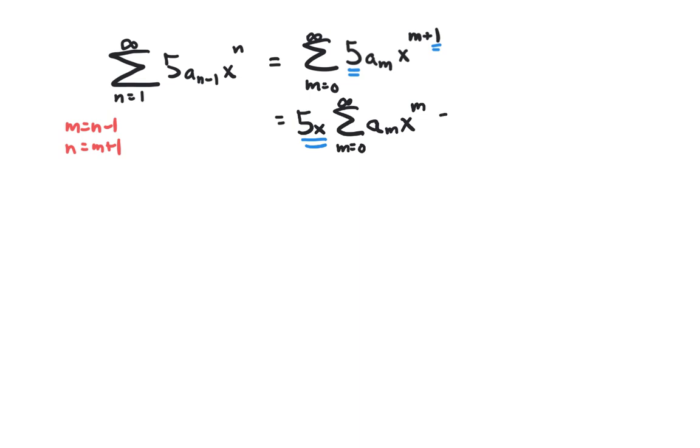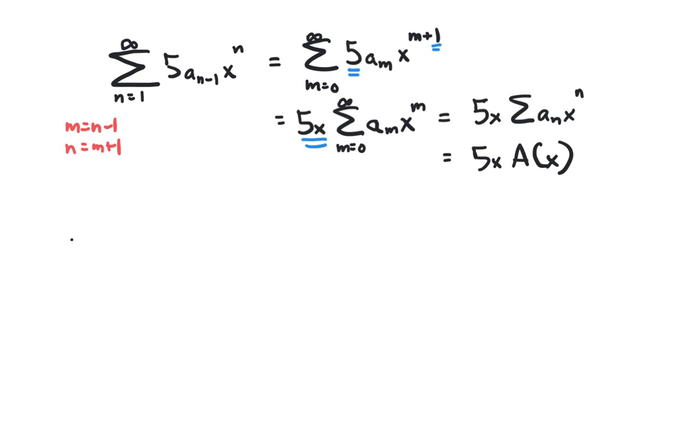And I'm just going to rewrite this with the variable n in, just so it looks very similar. So this is 5x, the sum, a_n x^n. And that's exactly what we started with. So I'm going to call that 5x A(x). So this is great. We've simplified our generating function. So let's put all the pieces together.